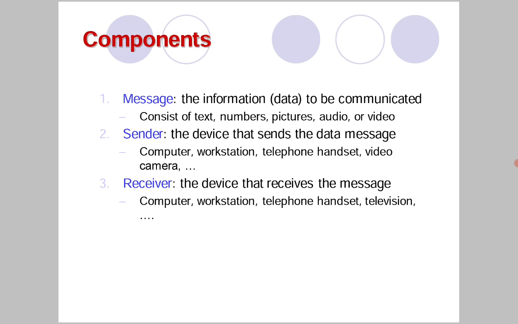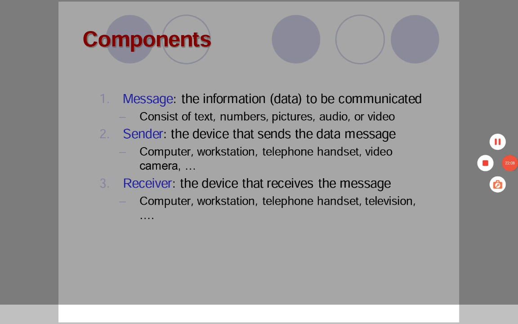Similarly, what is a receiver? Sender station and receiving station. What is a receiver? The device that receives the message, data or information is called the receiver. Generally, the receiver may be a computer, a workstation, any PC, or devices like mobiles, telephone handsets, televisions, and everything.